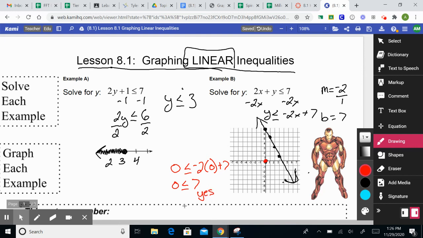This is true. So because this is true, I'm going to shade where my test value is at. I'm going to shade this part of my graph. All right? And that's how we graph linear inequalities.